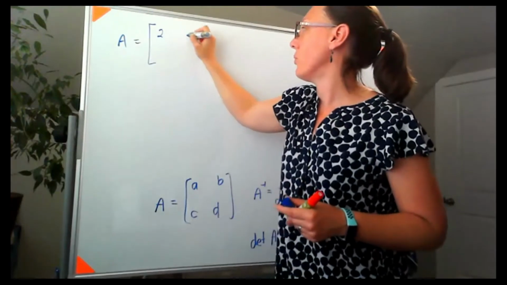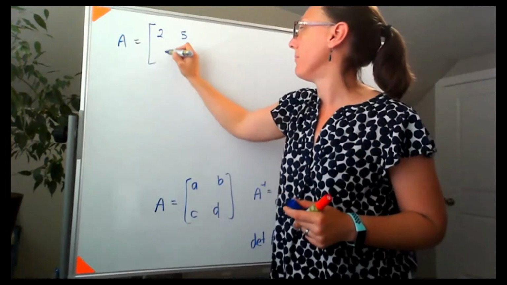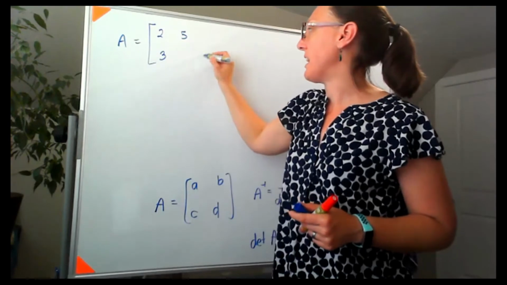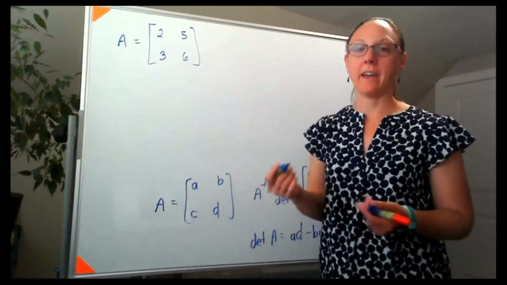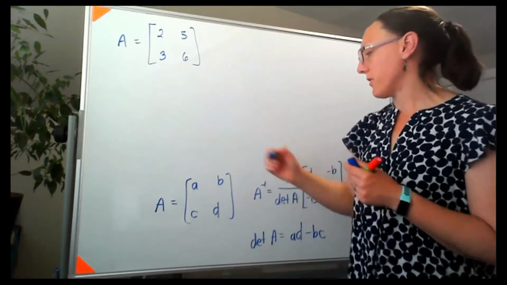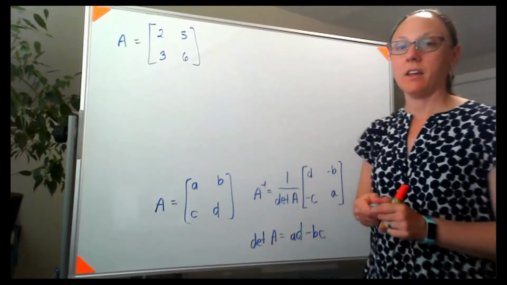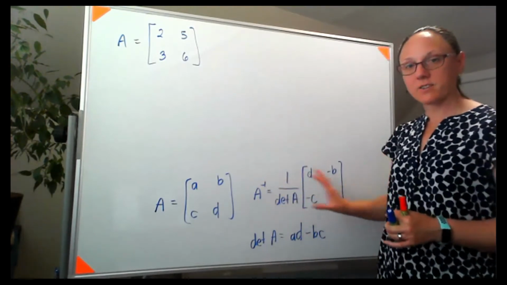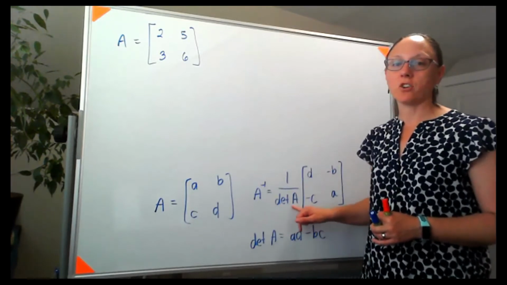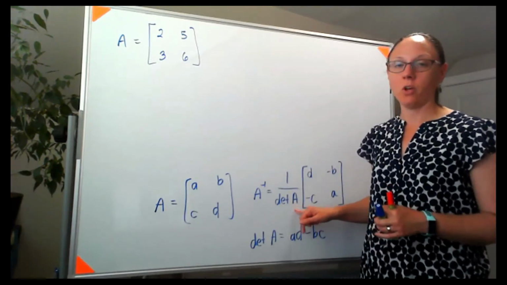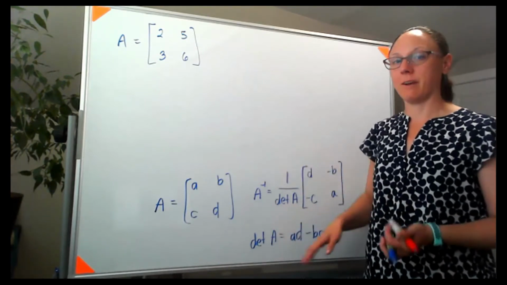Like 2, 5, 3, 6. And I wanted to find A inverse. The first thing that I need to do is to find the determinant of A. Now, because this formula includes 1 divided by the determinant, whenever that determinant of A is equal to 0, we actually say that the matrix is not invertible because we can't divide by 0.